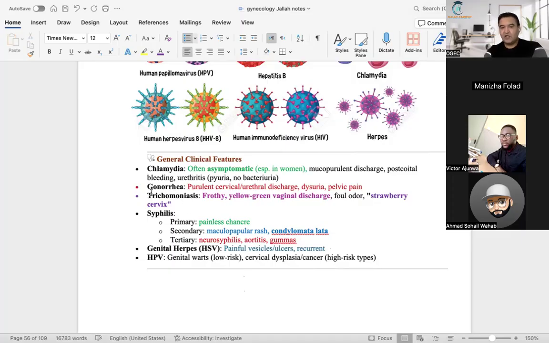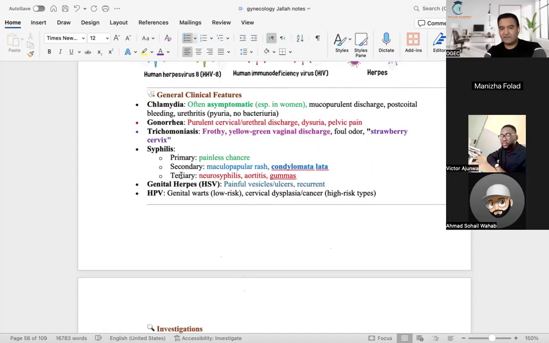suspected of chlamydia. Gonorrhea: purulent cervical or urethral discharge, dysuria, pelvic pain. Trichomoniasis: frothy yellow-green vaginal discharge, strawberry cervix. I think you did talk about this. Syphilis: painless chancre or painless ulcer. So for the primary, it will be painless.